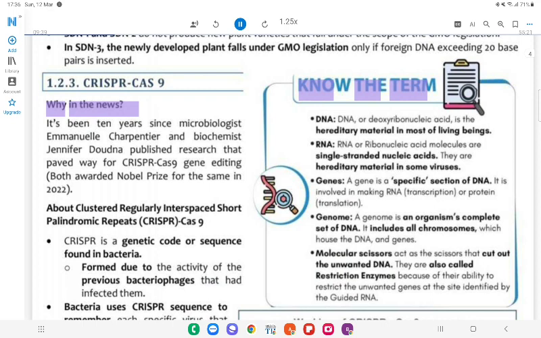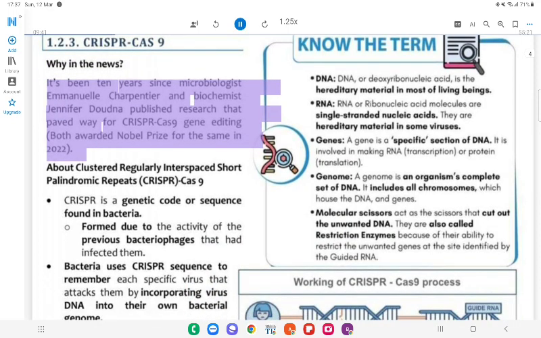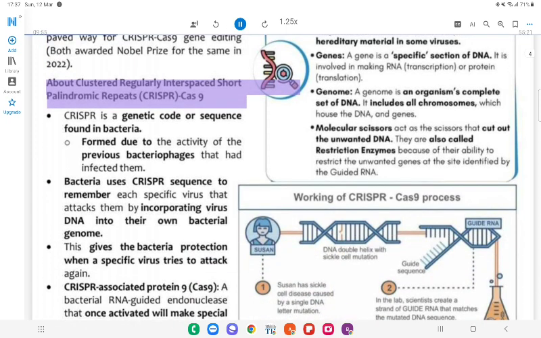Know the term: why in the news. It has been 10 years since microbiologist Emmanuelle Charpentier and biochemist Jennifer Doudna published research that paved the way for CRISPR-Cas9 gene editing, both awarded the Nobel Prize for the same in 2022. About clustered regularly interspaced short palindromic repeats, CRISPR-Cas9.